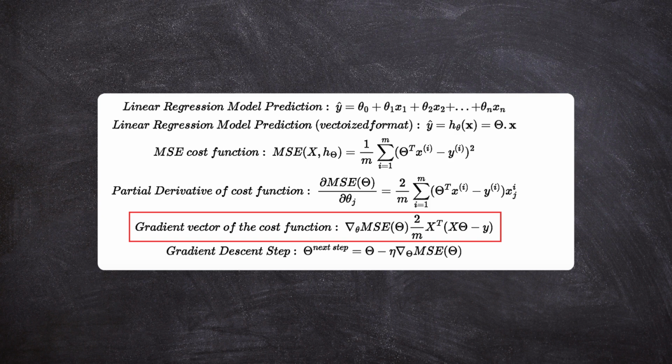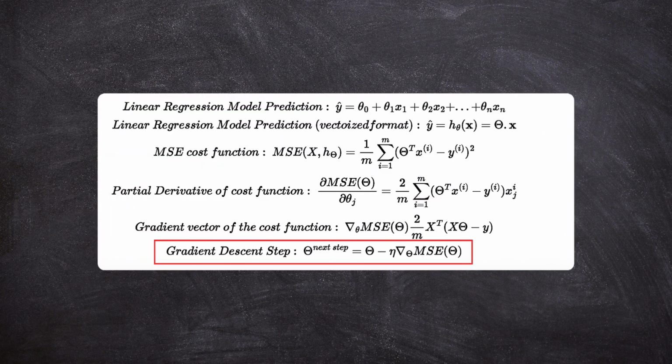Now that we have the gradient, we use it to update our parameters. This is where gradient descent comes in. To minimize the cost function, we need to move in the opposite direction of the gradient. The gradient points toward the steepest increase of the cost function, so we subtract it from our current parameters.